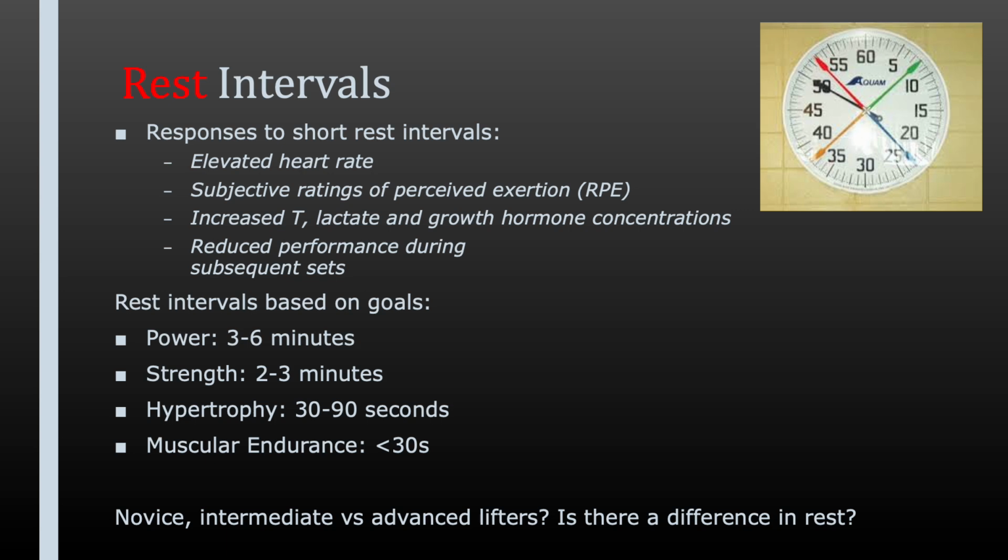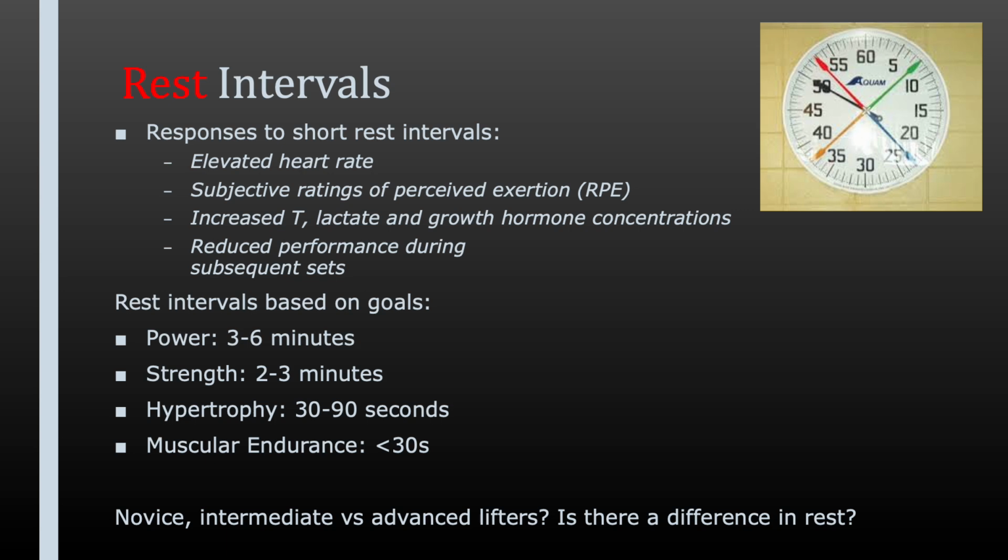Lastly, we reduce performance during subsequent sets if you don't fully recover. So how long should rest intervals be based on the goals? As a reminder, we have 4 goals and we have 7 critical variables. So those 4 goals: power, strength, hypertrophy, and endurance.